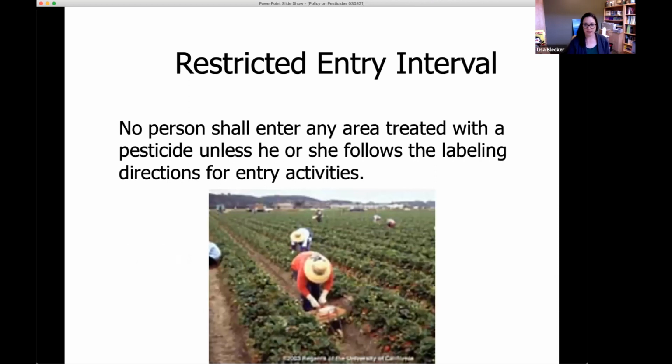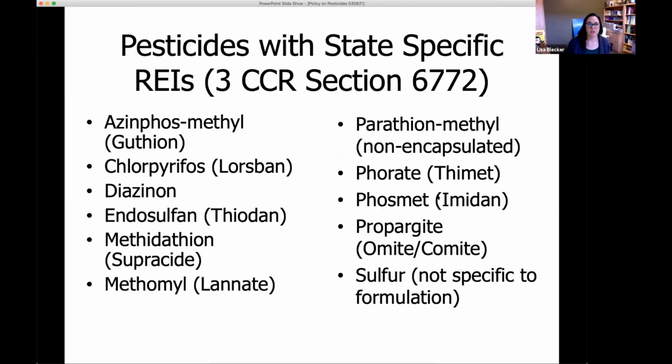No person shall enter any area treated with a pesticide unless they are following the label directions for early entry. So if there's a 24-hour restricted entry interval, then you're not going to enter the field during that 24-hour period unless you're following label instructions for PPE, for the specific tasks you're allowed to do. You have to be 18 and you have to be properly trained. If you have a QAL or QAC, you're trained up.